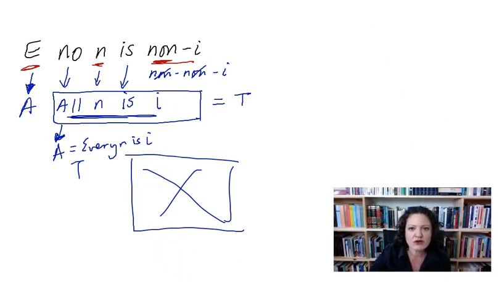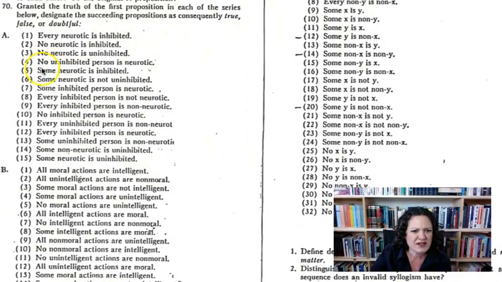Now, let me do one more for you, and then I'm going to set you loose to do the rest of these. Let's do number 4. What does 4 look like? 4 says no non-inhibited is neurotic. So no non-I is N. All right, let me get my iPad back up for you. Is this an A, E, I, or O statement? It's E, right? Does it fit on the square directly?